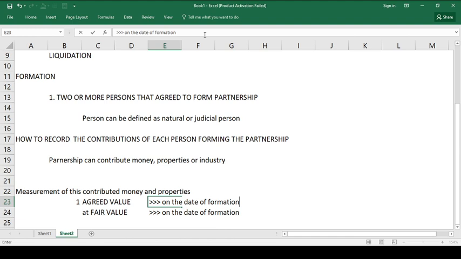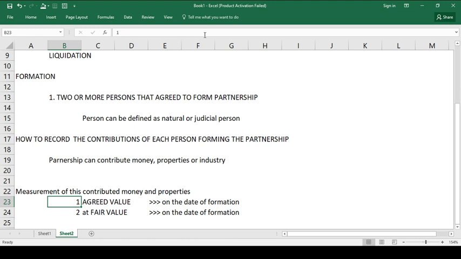Sir, what if walang agreed value? Doon po tayo papasok, sa fair value. Okay, take note: the first priority of measurement of the properties and money being contributed to the partnership, unang hanapin po natin if there is an existing agreed value. Kung wala pong agreed value na napagdesisyonan ang mga partners, we will proceed to the fair value of the money and properties. And the fair value when? Fair value on the date of formation.